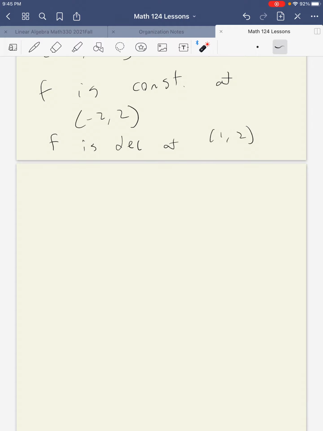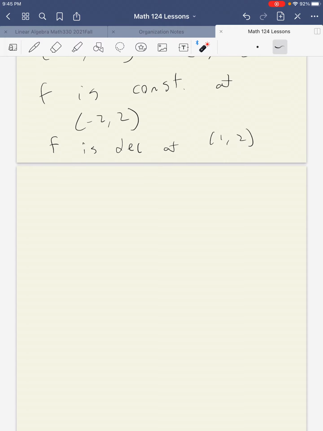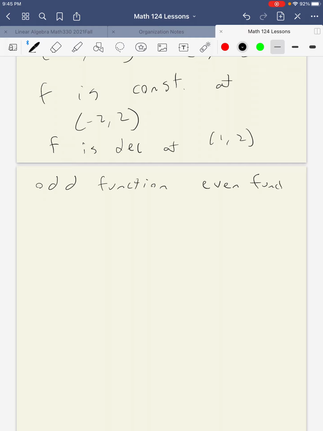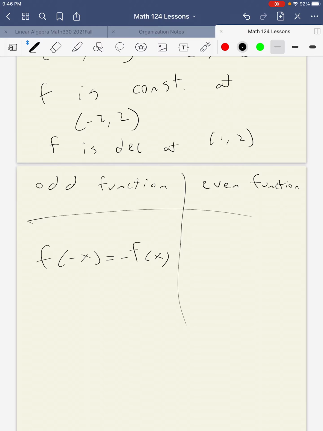Another thing I want you to be comfortable with is odd functions and even functions. So again, let me remind you the property. In an odd function, when you plug a negative number in, the negative number can be pulled out. When you plug a negative number into an even function, on the other hand, the negative cancels out and you are left with the original function.